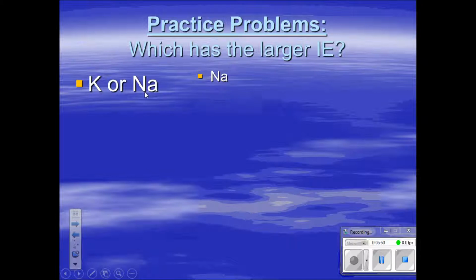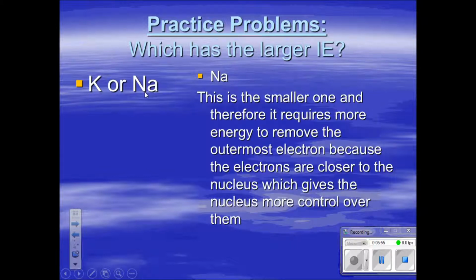And then for your reasoning, here's what we need to do. You're going to say that it's the smaller one. You don't need to explain why it's the smaller one. You just need to say that it is the smaller one. And then you're going to discuss why smaller means higher ionization energy. So my explanation says this is the smaller one, and therefore it requires more energy to remove the outermost electron, because the electrons are closer to the nucleus, giving the nucleus more control over them.